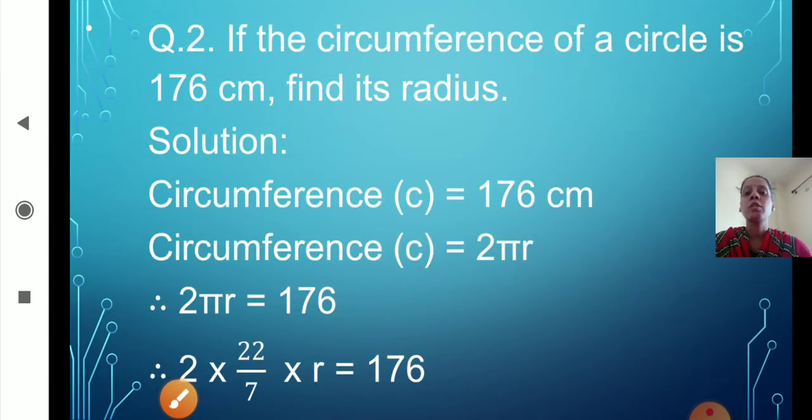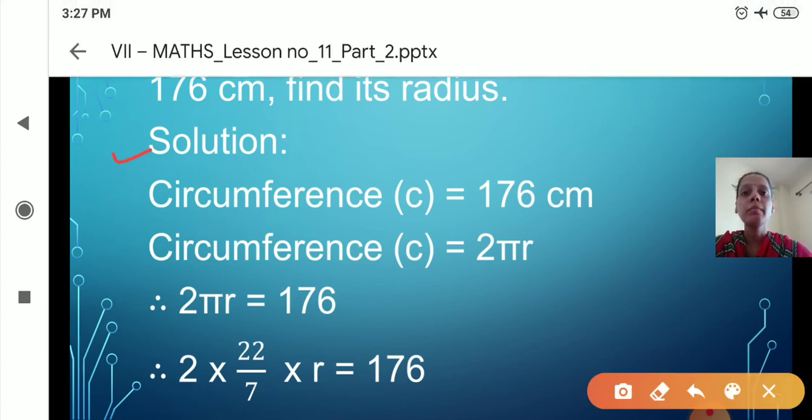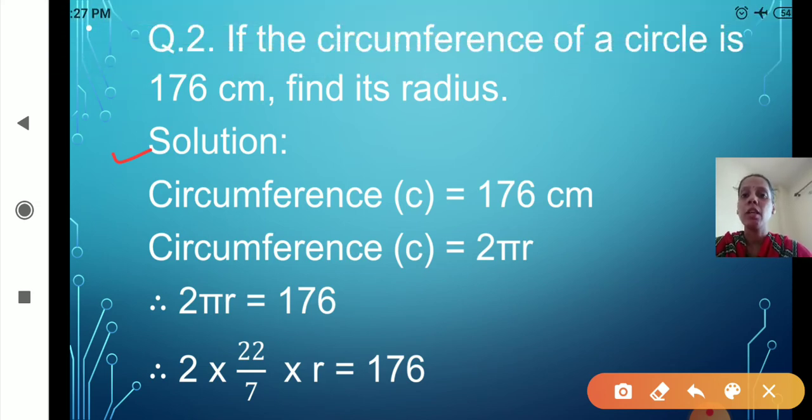Okay, this is question number 2 from practice set 42. If the circumference of a circle is 176 centimeter, find its radius. Now the circumference is given, you will find out radius. As you can see here, in the solution, what is given that we will write down. Circumference is given 176 centimeter. And what we have to find out? Radius.